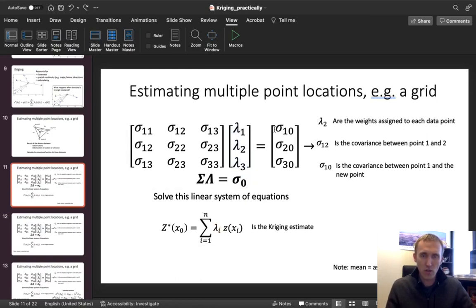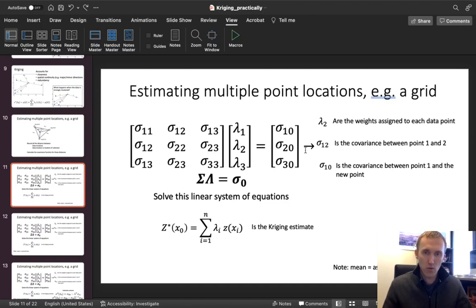And then we have our covariances between each data point, 1, 2, and 3, and the unknown estimate location, so the new point that we want to estimate. So the covariance between point 1 and our new estimate location, the covariance between point 2 and our new location, and the covariance between point 3 and our new location. So the subscript 0, x naught, and sigma naught, those are going to refer to our estimate, the location where we want to make an estimate.